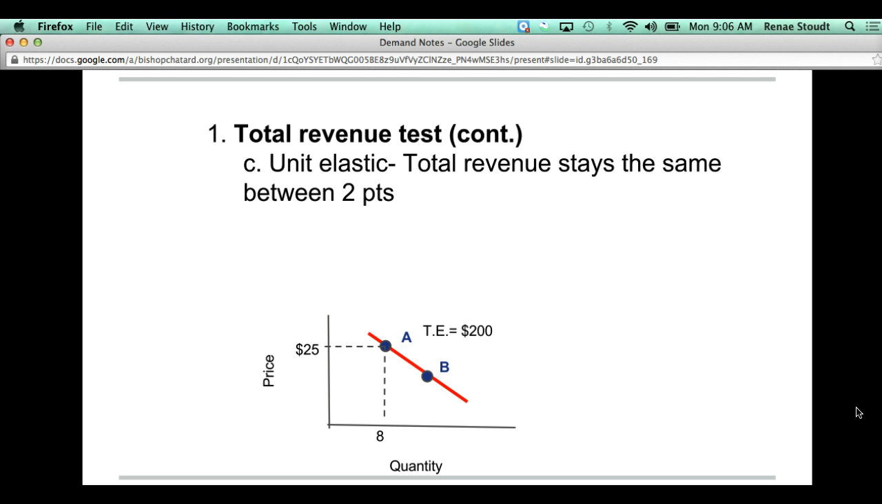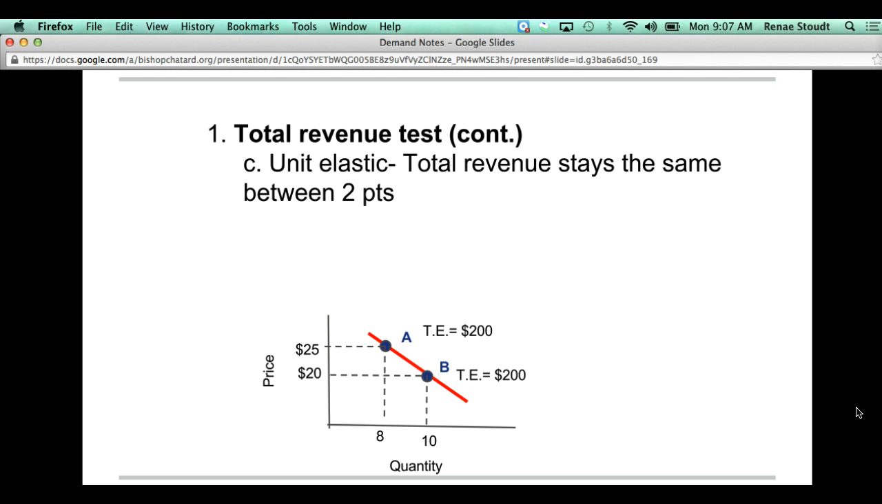At point B, our price is again going to be $20. And our quantity is going to be 10. So 20 times 10 is $200. Look at that. Total revenue stays the same, so therefore this is unit elastic. This one is really easy to tell, obviously. You don't have to remember anything about it. You just do the math and you're like, yeah, this is unit elastic. That's going to be really easy to determine.